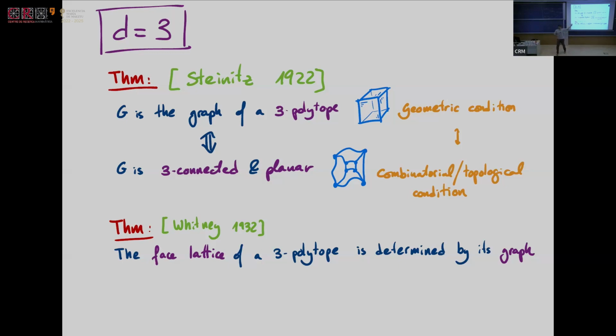And what he did is to prove the converse, which is that if you have any three-connected planar graph, then you have a convex polytope with that graph.